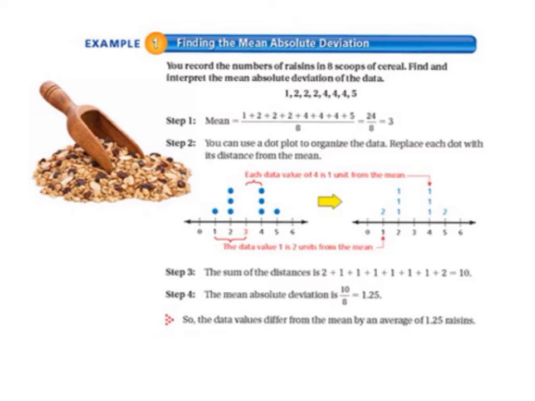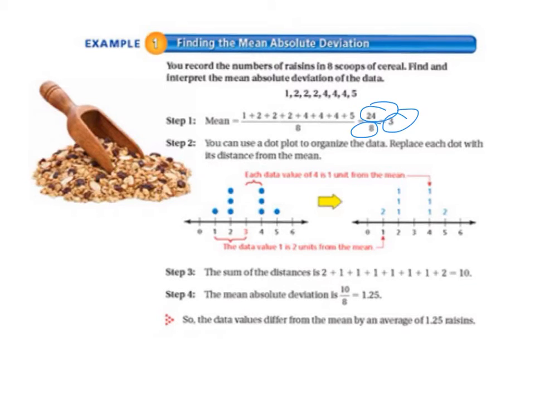Example 1, finding the mean absolute deviation. You record the numbers of raisins in 8 scoops of cereal. Find and interpret the mean absolute deviation of the data. So you have your list of numbers, and that would be 1, 2, 2, 2, 4, 4, 4, and 5. So step 1, you find the mean, just like you've always done. You add up your values, which comes to 24, and you divide by the number of values that you have, which is 8. So 24 divided by 8 is 3.